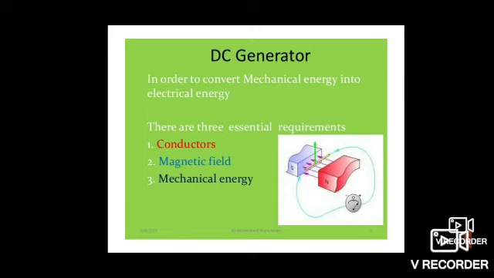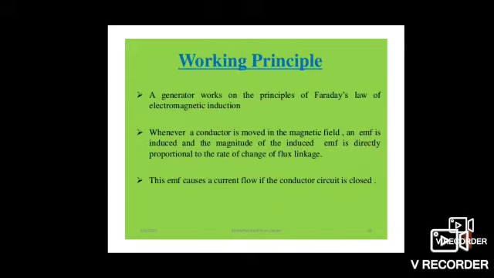There are three essential requirements for the DC generator. First one is conductors, second one is magnetic field, third one is mechanical energy. It works on the principle of Faraday's law of electromagnetic induction. That is, whenever a conductor is moved in the magnetic field, an EMF is induced, and the magnitude of the induced EMF is directly proportional to the rate of change of flux linkage.